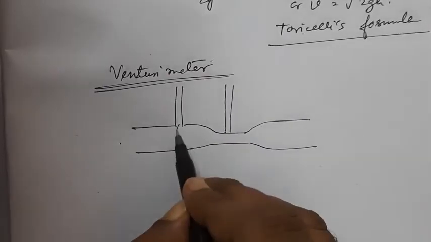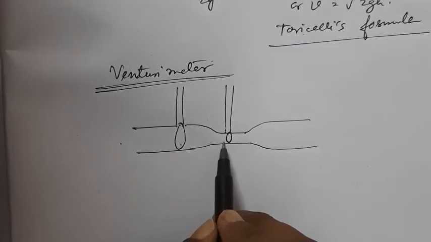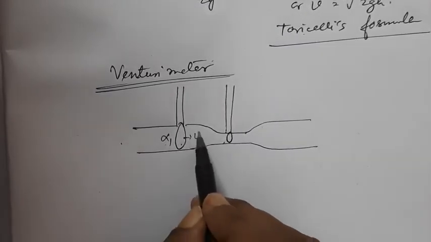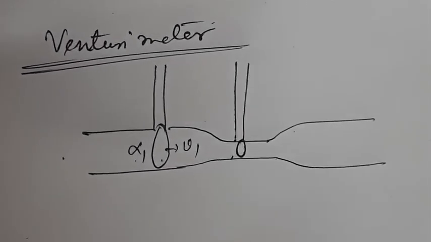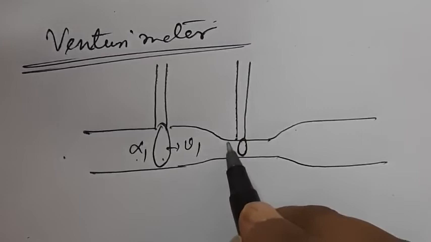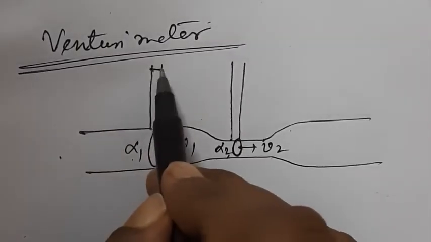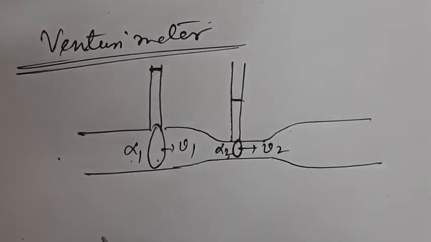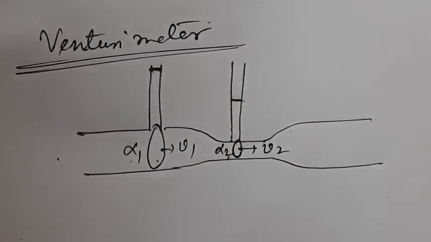Now if we take this cross section and this cross section, we see this cross section is very small. So if this area of cross section is alpha 1, the velocity of the liquid is v1. Alpha 2, and the velocity here is v2. We find the liquid level rises more in this one, whereas here the liquid level rises by a lesser amount. Now why does this happen?